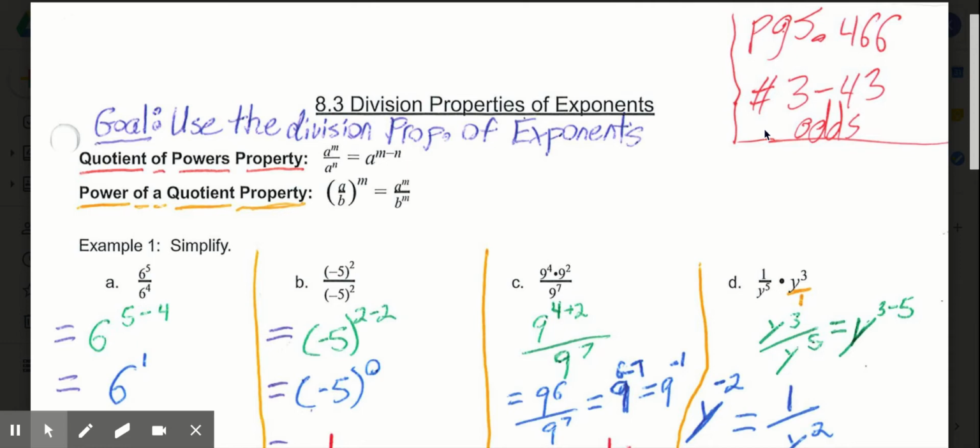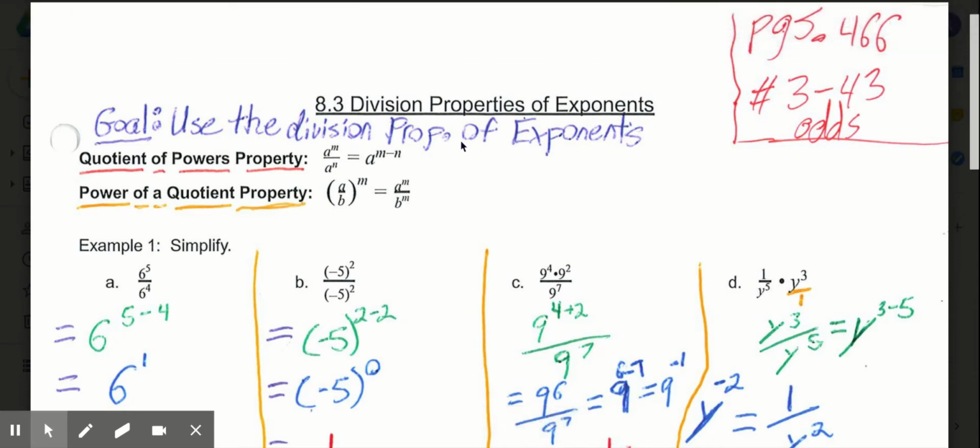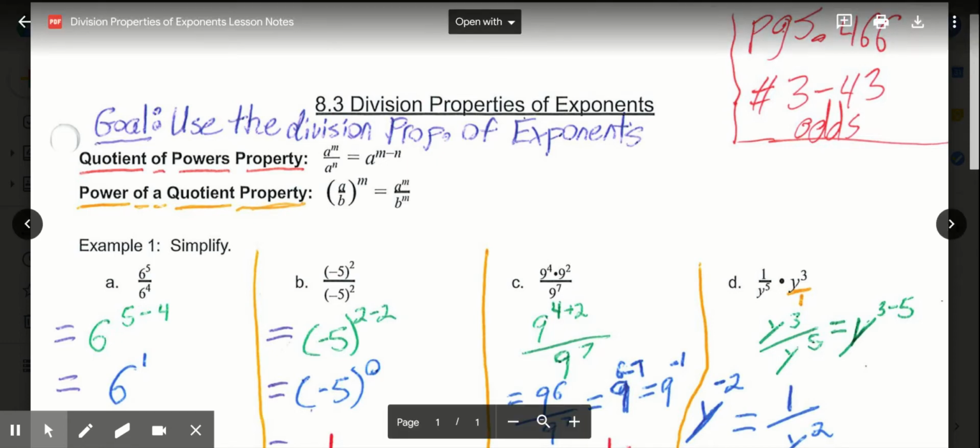Now, obviously, our goal is to use the division properties of exponents. And those two main properties you can see right here. One of the main properties is known as the quotient of powers property. Now remember, quotient would refer to a division problem, so we know we're dealing with division. So division of powers is how I think of this.